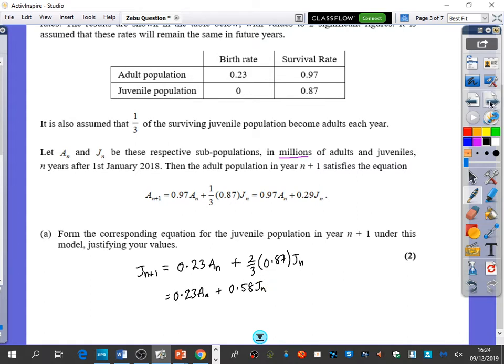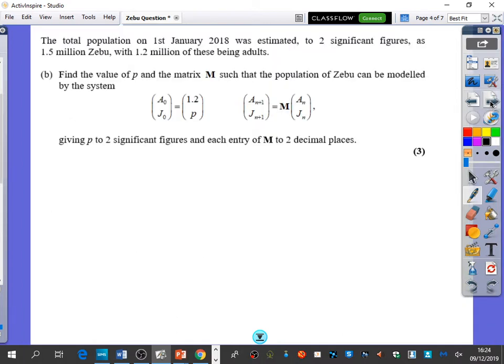So then the next part of the question says something a bit more complicated. I'm just going to quickly remind ourselves of what those two formulae are, because I know I'm going to need them on this page. What does it say for AN plus 1? 0.97 AN plus 0.29 JN. And then we said that JN plus 1 was 0.23 AN plus 0.58 JN. I just need that on my page so that I can teach that bit easier.